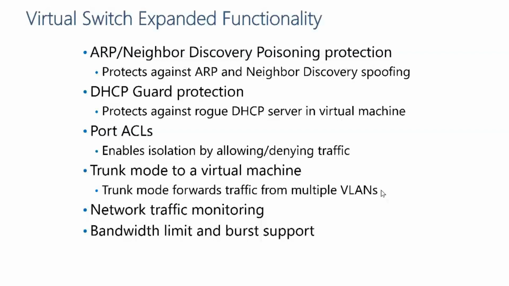There's port ACLs, so we all know what ACLs are, access control lists, effectively allowing or denying traffic on the ports. If you remember when we spoke in vSphere, we talked about how we can have VLANs. Obviously if we have VLANs, we need trunk ports, so our uplink port to the physical switch port that we connected to must be configured as a trunk port. Trunk mode forwards traffic from multiple VLANs, we also can do network traffic monitoring, and we can also limit bandwidth and burst support.